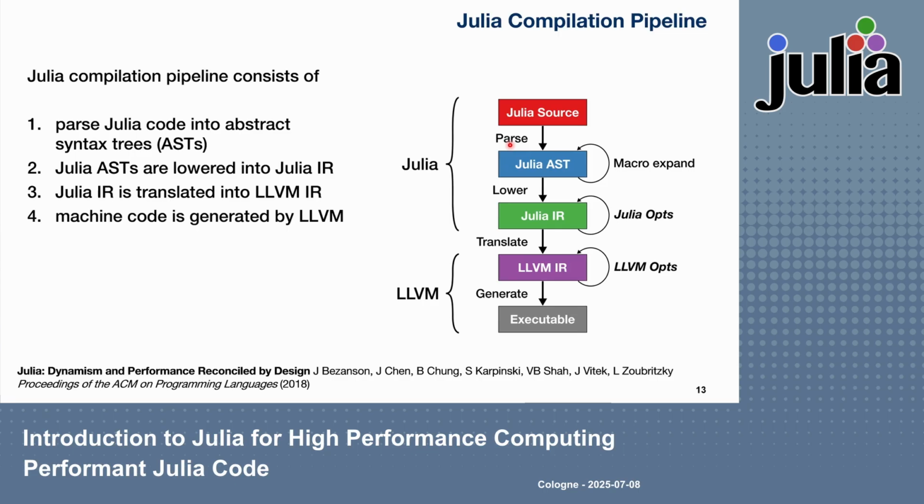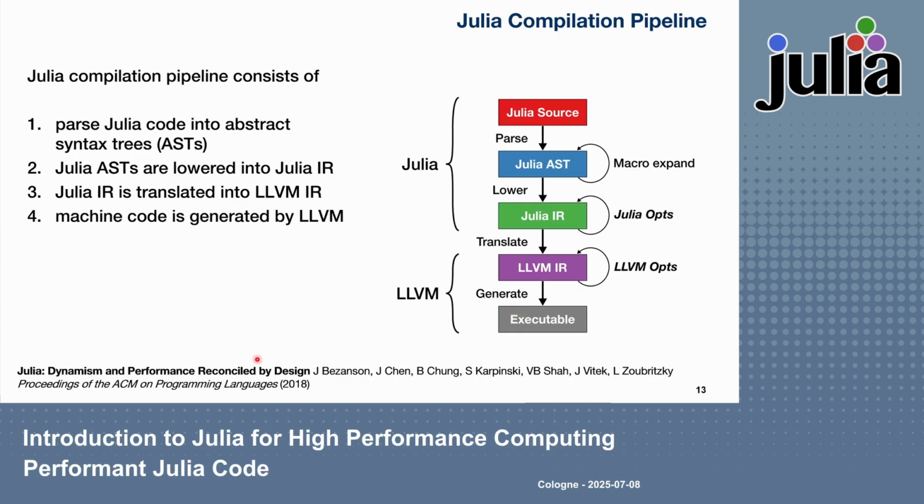And then these Julia ASTs will be lowered into the so-called Julia IR, Julia intermediate representation. And afterwards, the Julia compiler takes no responsibility because everything will be passed to the so-called LLVM to generate the LLVM IR, the LLVM intermediate representation. And last, the LLVM will generate the executable file, like normal compiled code for C or C++.